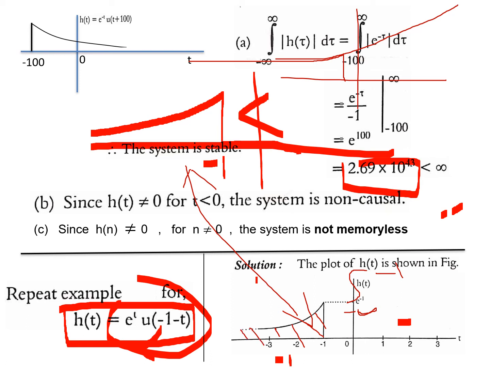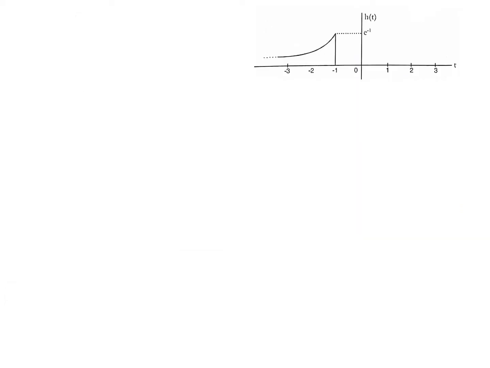And also this system is non-causal because the signal value appears before t equal to 0. Since the impulse response appears before t equal to 0, this system is anticipatory, or non-causal. And this system has memory because it has got value for t other than 0 also. Because it is non-causal, this system also has memory. Let's see that one by one.